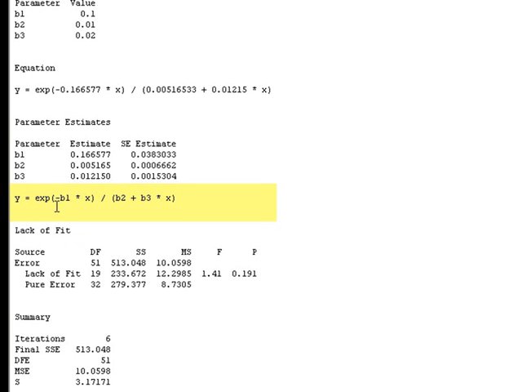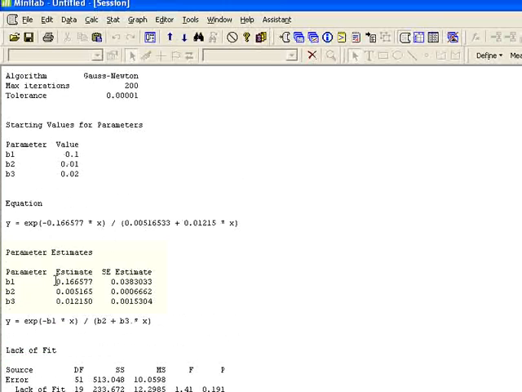We actually have a form of the equation with the B1, B2, and B3 in it. We have an ANOVA table. Lack of fit. Okay, there's no lack of fit here. And then we've got some other estimates. Well, let's go back and see what the NIST website says.